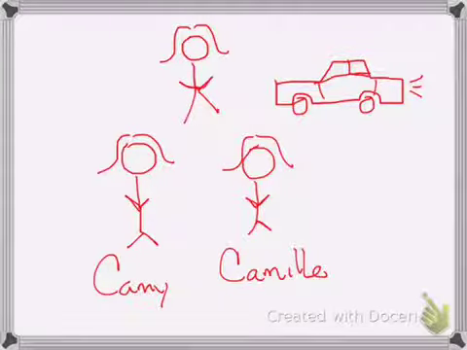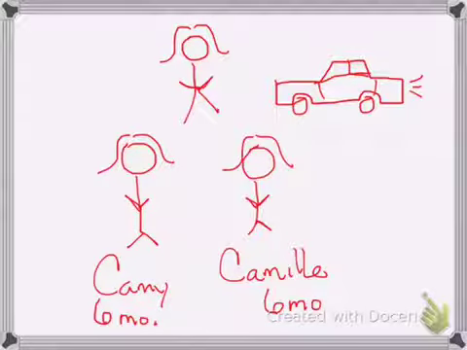up the amount of days that each of them got to use the car. And it turned out that Cammie got to use the car 6 months out of the year, and Camille got to use the car 6 months out of the year. So, in essence, Cammie and Camille shared the car in time and for an equal amount of time. They shared it perfectly. It was 50% of the time Camille had the car and 50% of the time Cammie had the car.